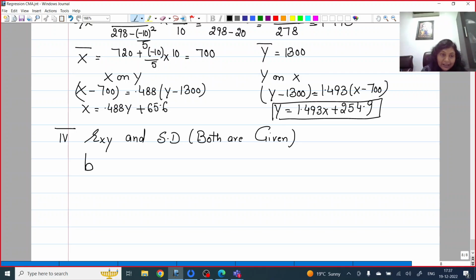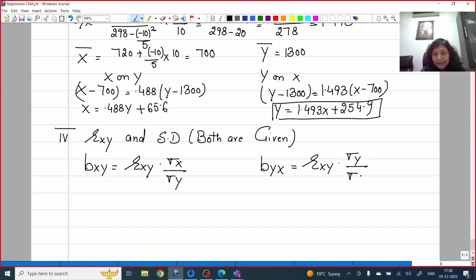In that case, if we want to find bxy, the formula is correlation into standard deviation of x upon standard deviation of y. Again, the dependent variable is in the numerator and the independent variable is in the denominator. And if we want to compute byx, then the formula is rxy into standard deviation of y upon standard deviation of x. So this is the formula through which we can compute the regression coefficient of x and the regression coefficient of y.